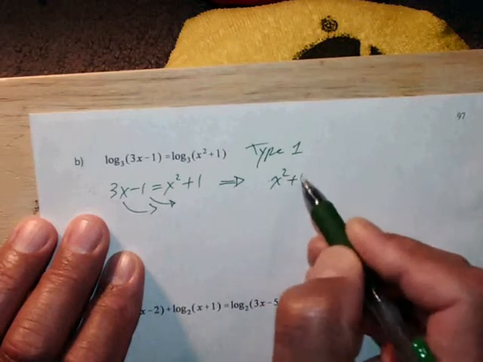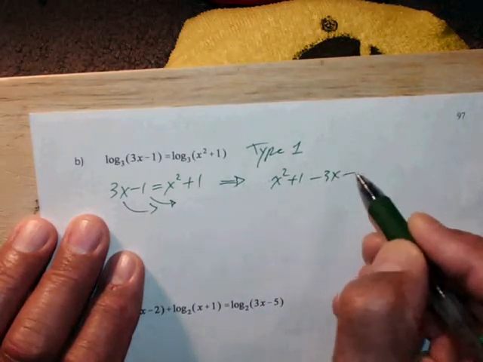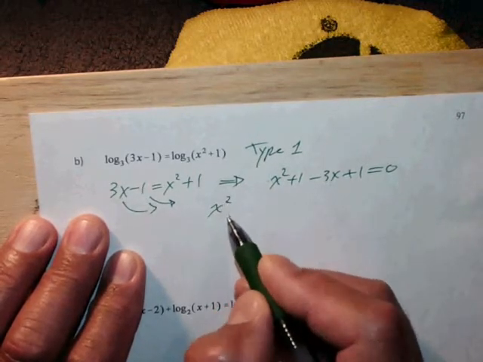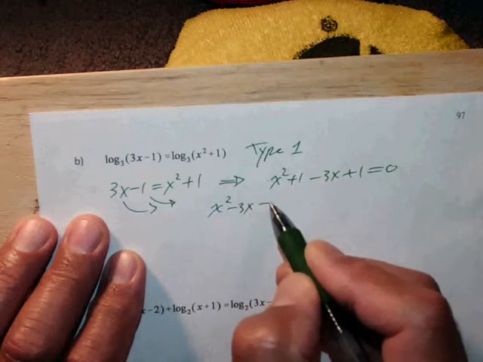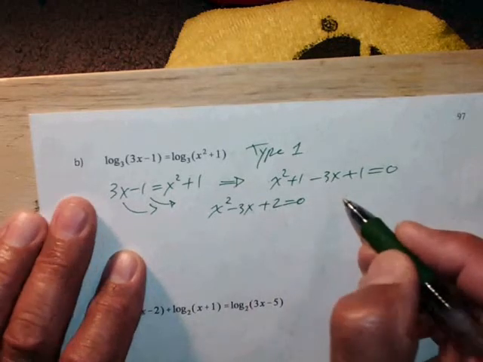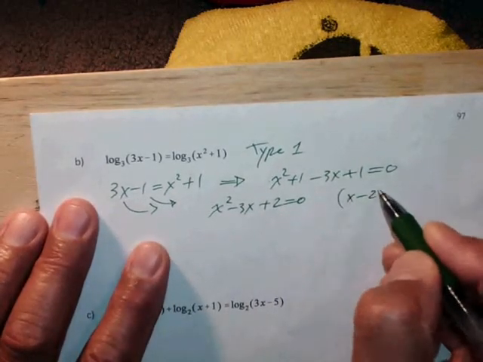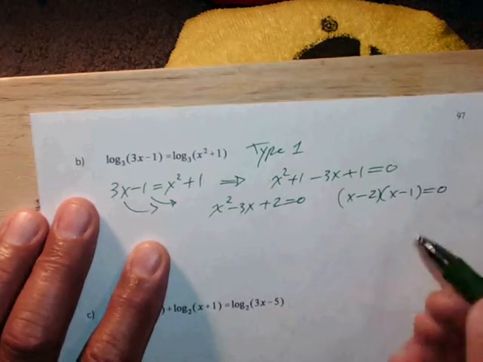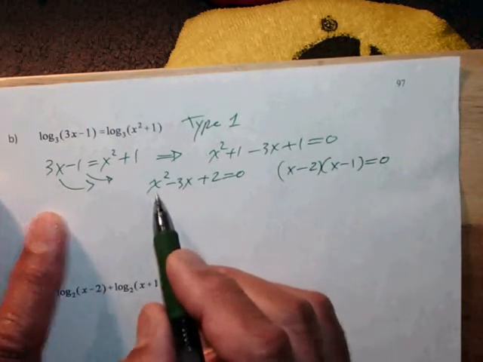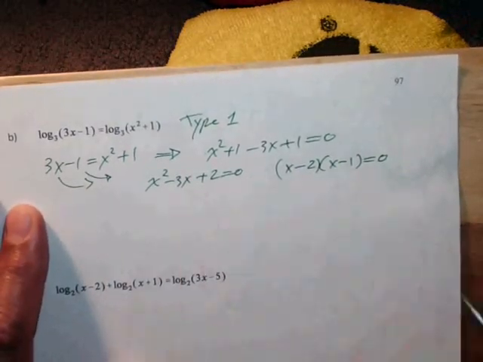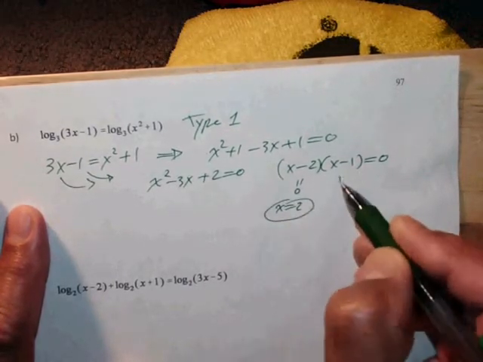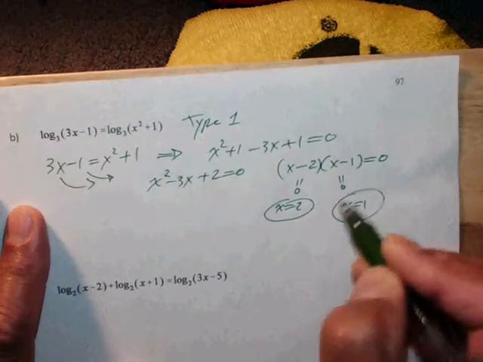x squared plus 1 minus 3x plus 1 equal to 0, and then if you simplify, you get x squared minus 3x plus 2 equal to 0. You either can use quadratic formula or factor. In this case I can factor. x minus 2, x minus 1 equal to 0. You see, this is factorable. If I couldn't factor, I would use quadratic formula, and you know what it is. I already used it once. And then if I put this one equal to 0, we get x equal to 2. Put this one equal to 0, you get x equal to 1. And these are the solutions.